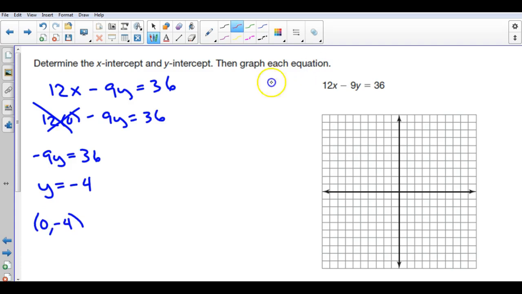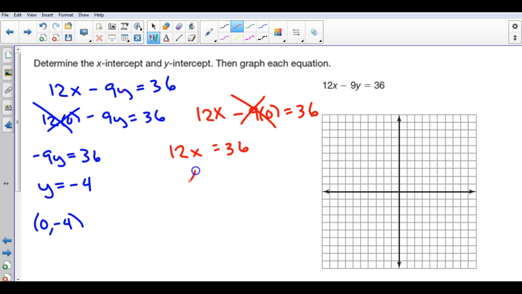In order to find the x-intercept, what you're doing is substituting 0 in for y. So 12 times x minus 9 times 0 equals 36. Goes away. 12x equals 36, which means my x-intercept is going to be at 3. So that's the coordinate 3, 0. And again, this is always x, y, and since we substituted 0 for y, we got our x-coordinate of 3. Over here, I substituted 0 in for x, and I got my y-coordinate.